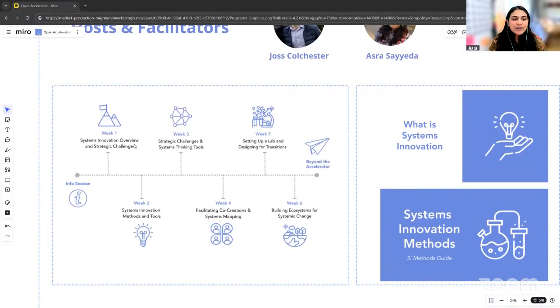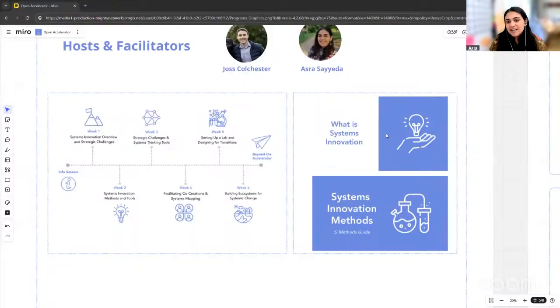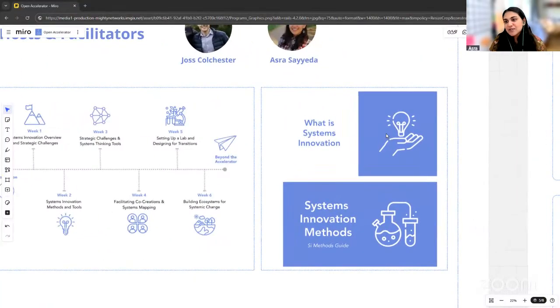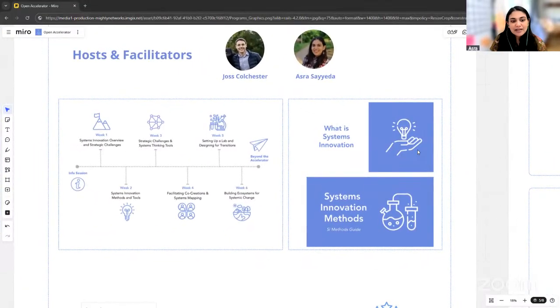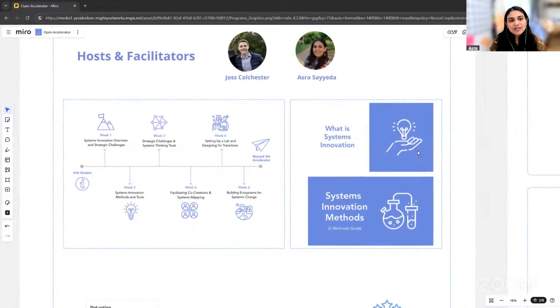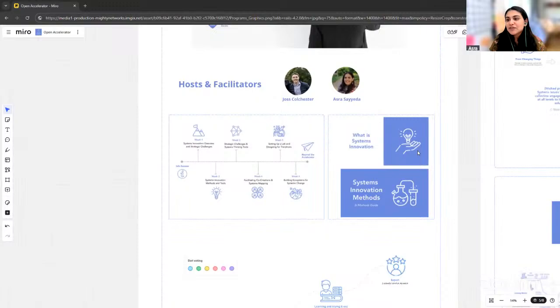Okay, so the SI Open Accelerator series runs for about 6 weeks. We already had an info session a few weeks ago. So today we are getting started with week one, where we are learning about the overall systems innovation overview and different methods that are employed in trying to understand the systems innovation process. And these are the guides and canvases that we are going to use in our program. I will drop the link later in the chat, so you can reach them on the website and look at them at your convenience.